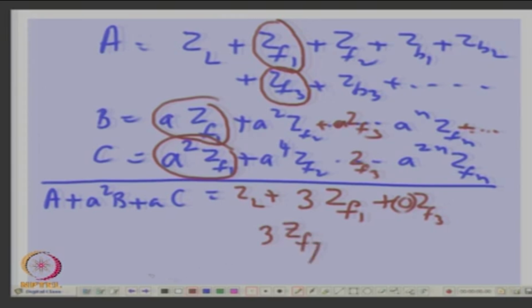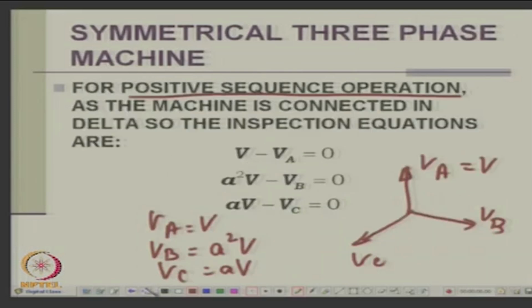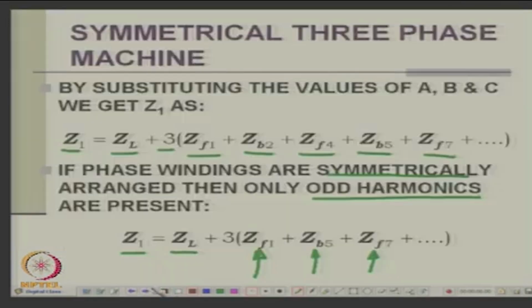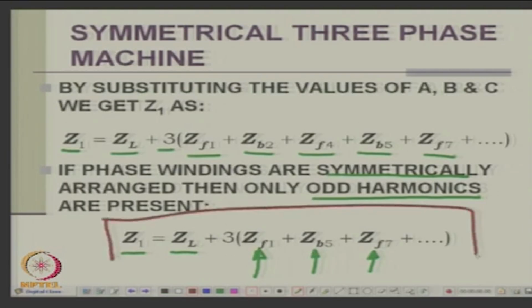Okay. I think this is purely algebra for you. So you just check this, right. So, I assume that whatever I am writing you are prepared to accept, okay, right. So, we say that Z1 is given by this: ZL, 3 times ZF1, ZB5, ZF7, okay.